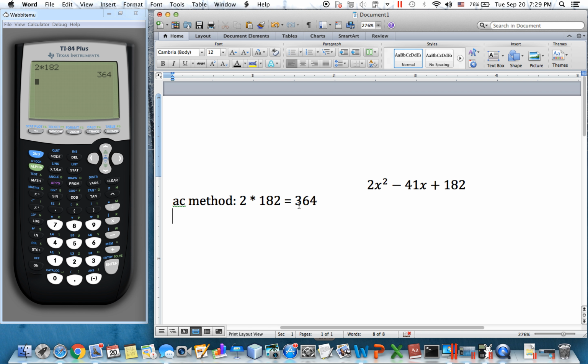Because the product is 364, now we have to figure out two numbers that, when you multiply them, give you 364. And remember that two negatives multiplied give you a positive. For example, -2 times -3 gives you +6. So if you want to find two numbers that multiply to 364, you may end up with both positive or both negative.